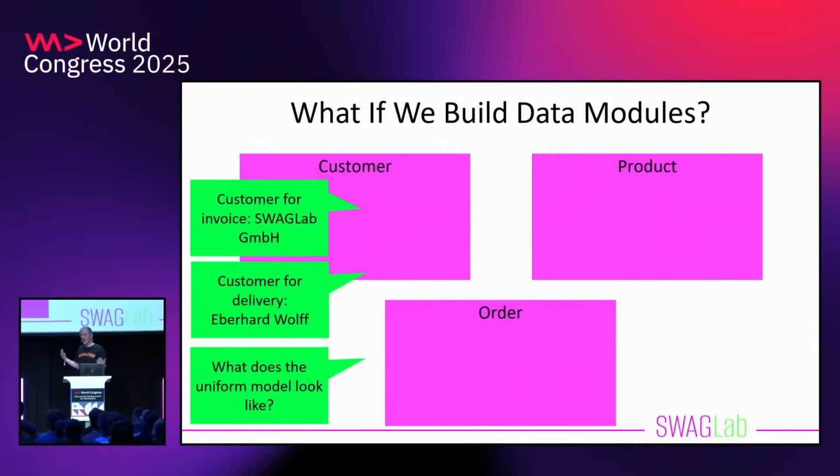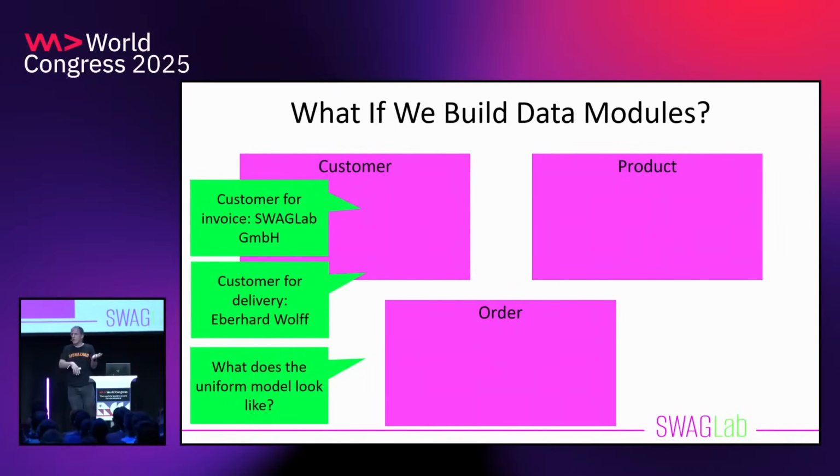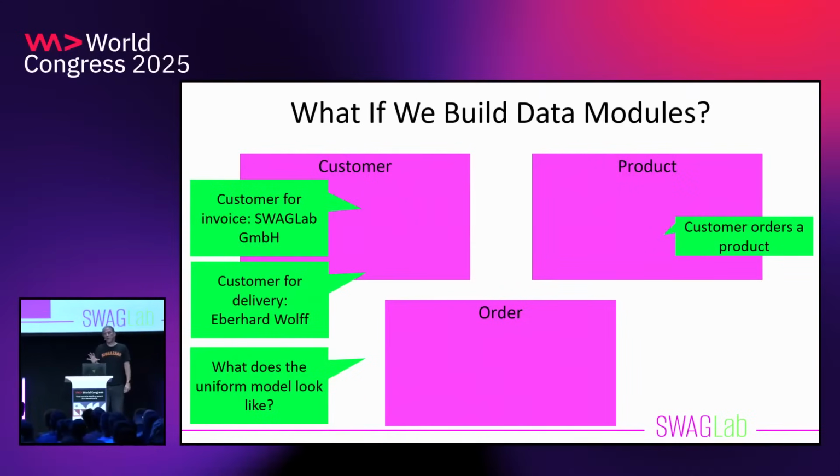You would have to say, okay, well, Eberhard is an employee of SwagLab GmbH, SwagLab is the employer, and somehow there are some relations. I don't want to go there. And there is another problem here. So what will this system actually do?